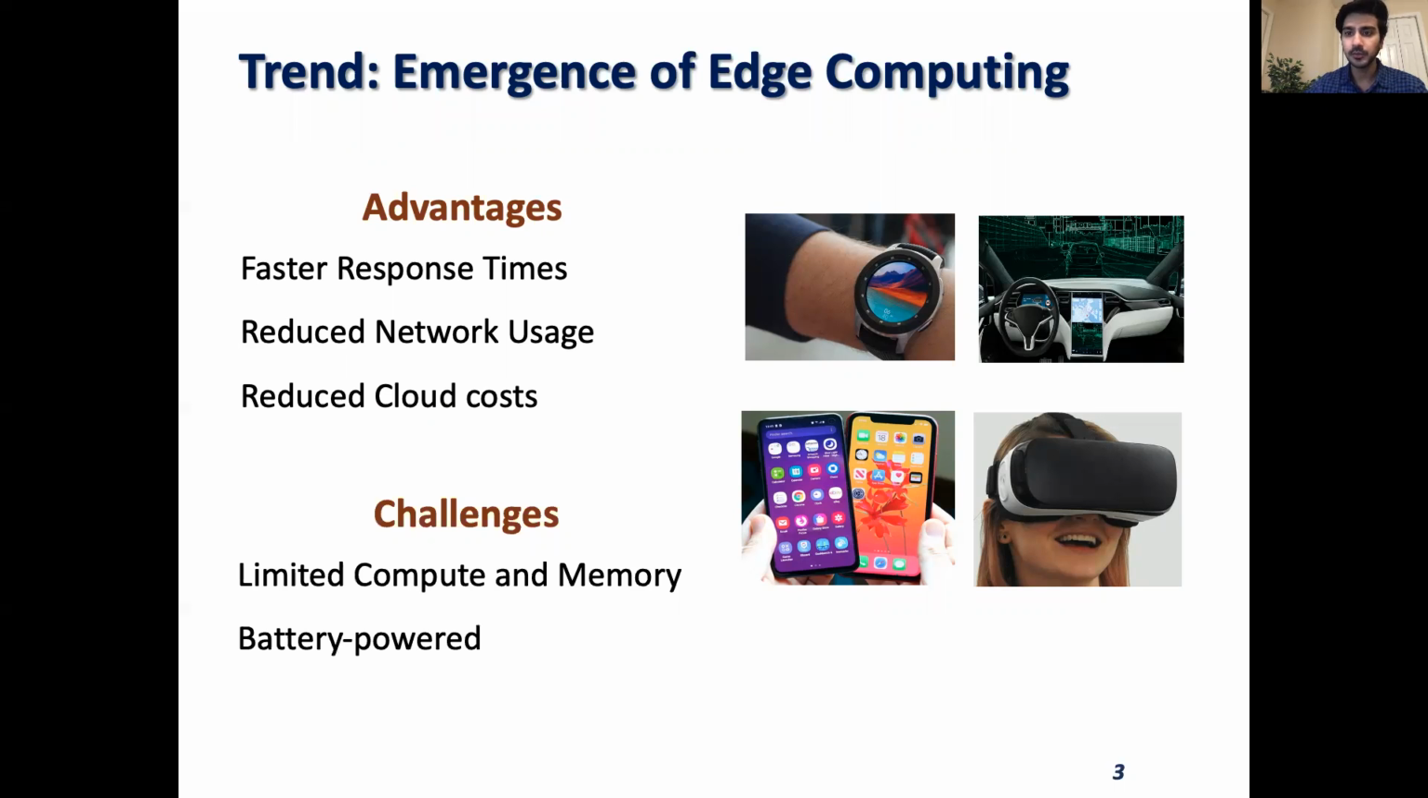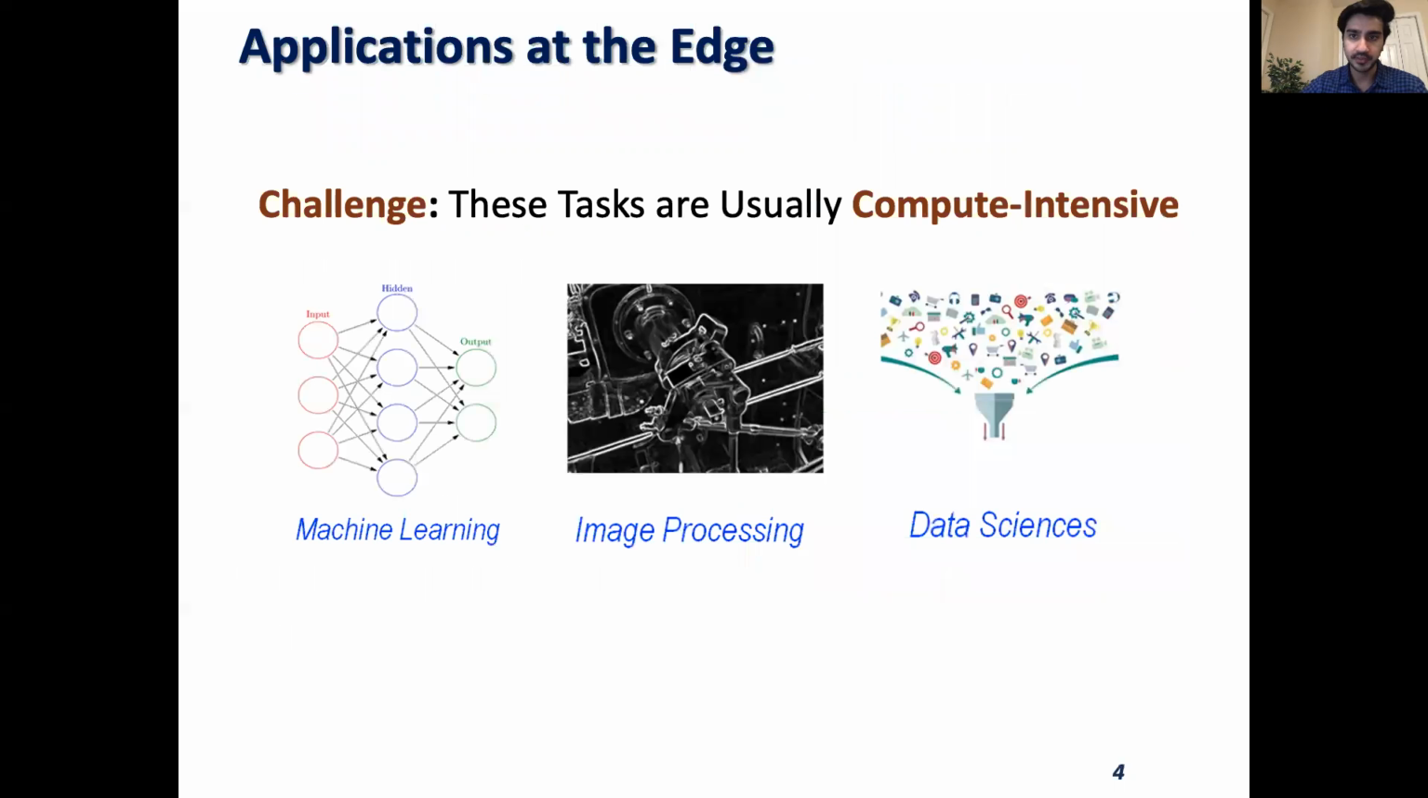Edge computing also introduces a few challenges. The compute hardware on these devices is usually memory and compute constrained. Secondly, these are often battery powered devices like mobile phones, smartwatches, VR headsets, and so power and energy efficiency are key considerations in edge computing domains. Many different kinds of computations are being deployed on the edge, including machine learning tasks, image processing filters, data processing workloads, and signal processing, among many others. These applications are usually very compute intensive, which is a challenge since edge devices are usually compute constrained.